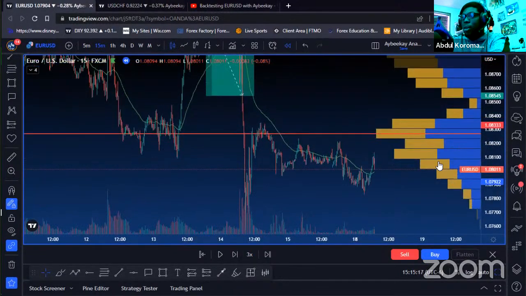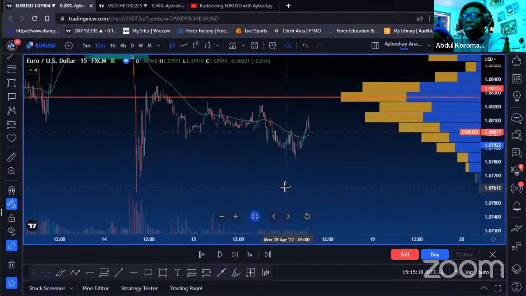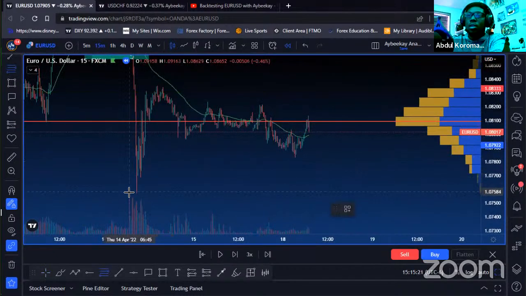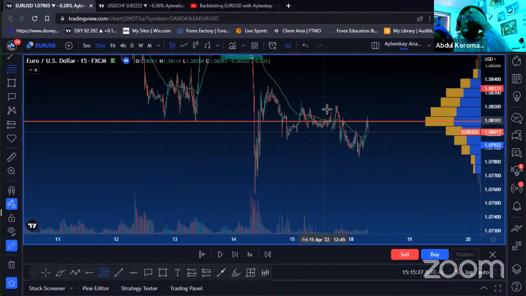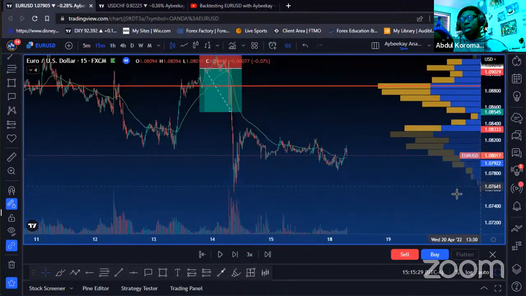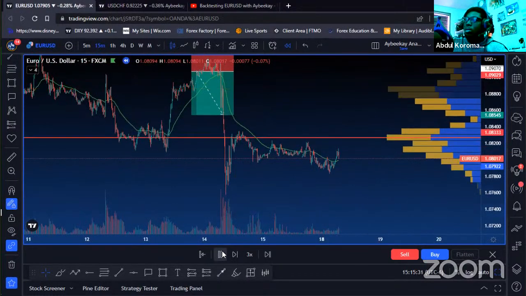That's funny. I wouldn't have. I don't know if I would have played this, but from that low to this high, I don't know if I'd have played this. Price bounced up that 61.8. I doubt that I would have played it to begin with, but it's just something that I saw.